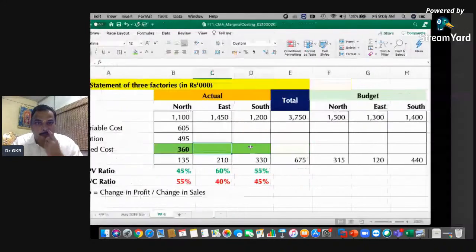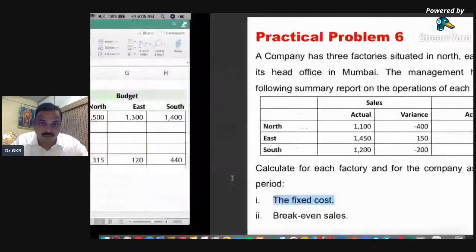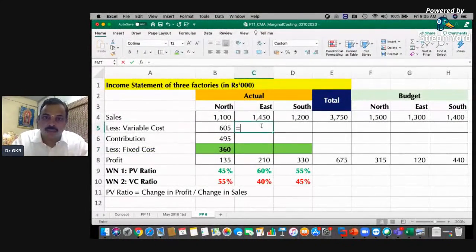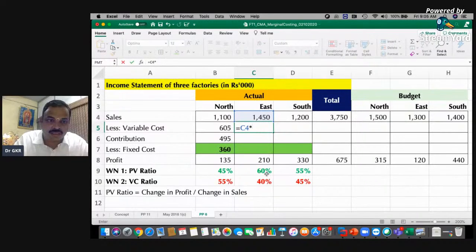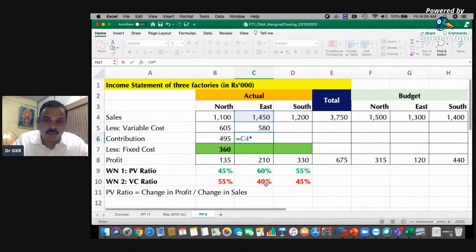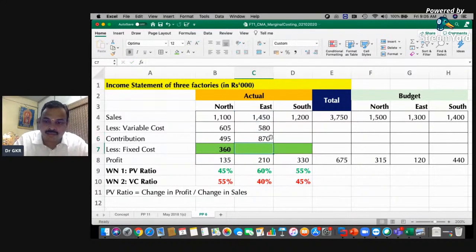Now 360 you have got. 360 is for each factory. Similarly, find out for East. On 1450 variable cost is 40%. On 1450 contribution is 60%. So 870. So 870 minus 210 actual profit will be your fixed cost, 660. So 660 is your fixed cost for East.